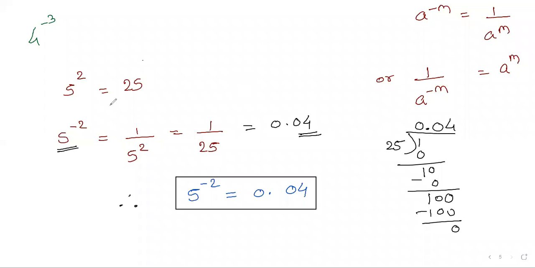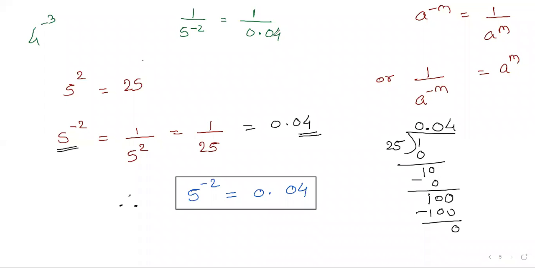Now what is our rule? That if I take 1 upon 5 raised to minus 2, now I'm doing something different. So you tell me, 1 upon 5 raised to minus 2 means what? 1 upon 0.04. Yes or no, children? Yes, 5 raised to minus 2 is 0.04. Are you understanding? Yes, sir.